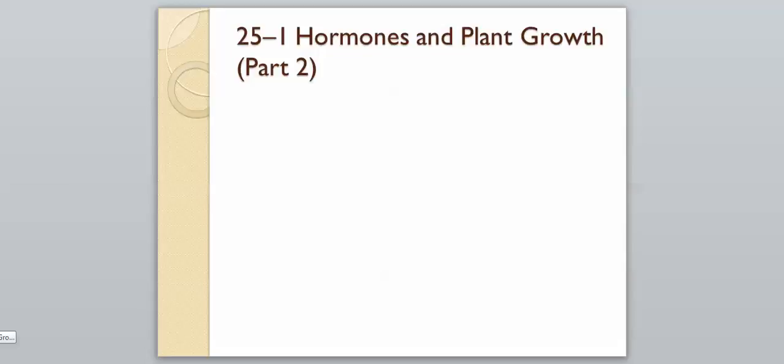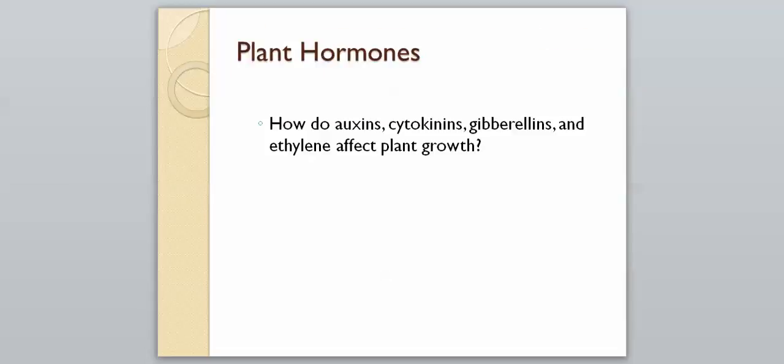So our first part of this section is going to focus on the question, how do auxins, cytokinins, gibberellins, and ethylene affect plant growth? Today, we're actually only going to get to this first one, auxins, because it's one of the most important ones. And these other three we will get to in our next video. These are all different types of hormones that affect plant growth.